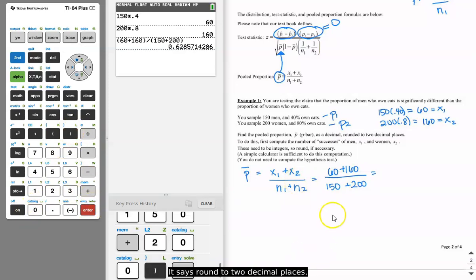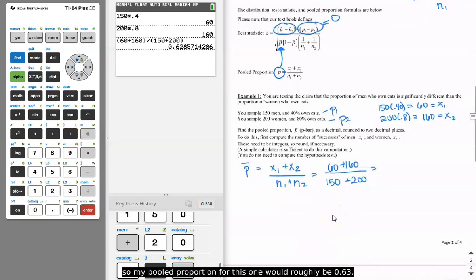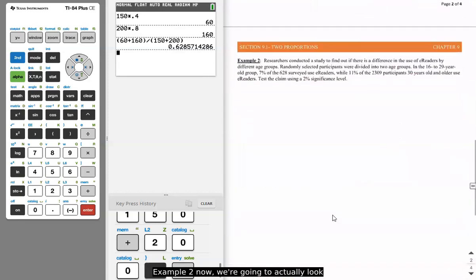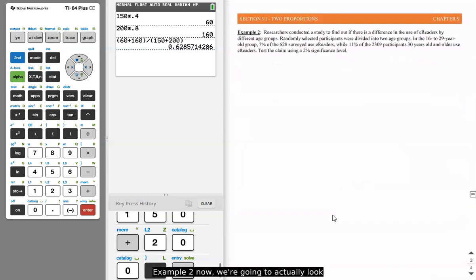And so it says round to 2 decimal places, so my pooled proportion for this one would roughly be 0.63, right? It's taking basically the proportions, the number of successes, the total sample size, taking that into account to find this pooled proportion. All right. So example 2 now, we're going to actually look and do a full hypothesis test.